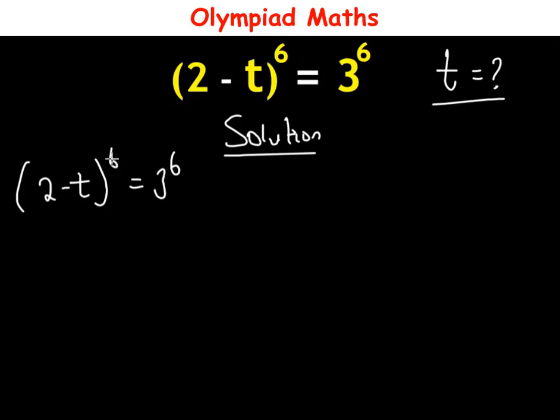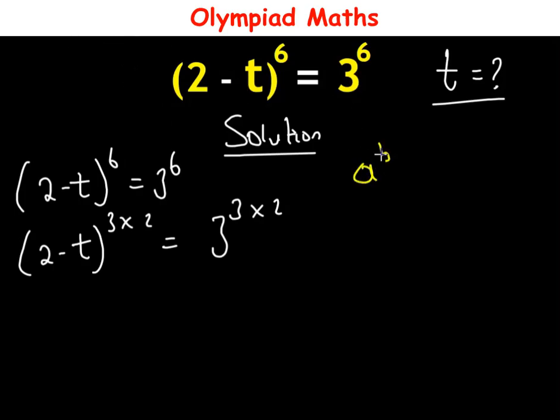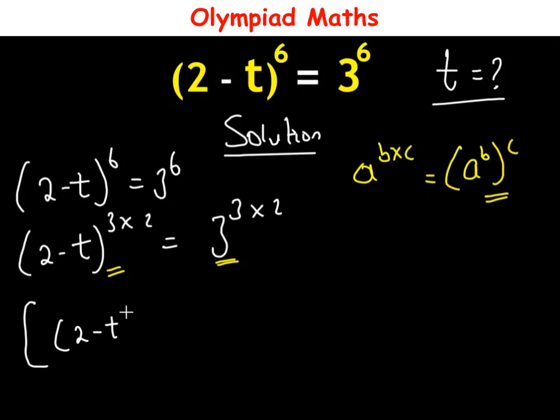6 can be written as 3 times 2. So (2 − t)^(3×2) = 3^(3×2). Applying the rule that a^(b×c) = (a^b)^c, we have ((2 − t)^3)^2 = (3^3)^2.